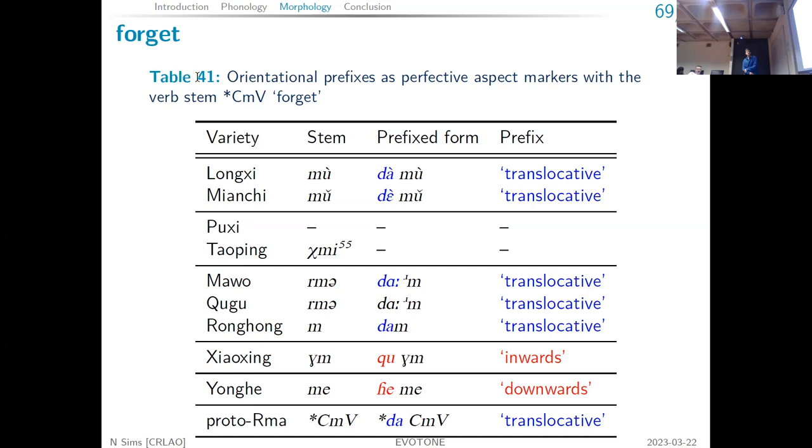This one is interesting. The word for forget has the translocative in most, but then in some varieties, it's been replaced with the inwards marker. In Yonghe, it's been replaced with the downwards marker. So I would reconstruct the translocative as basic and saying these are innovations for these. These got rematched with another orientation. And you can kind of see the syllable structure thing we talked about earlier, into dabu, two nice syllables here, and then dar, or just dan. So they're quite a difference in terms of the syllables.